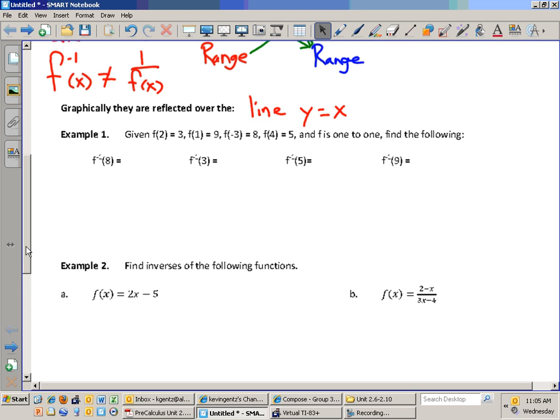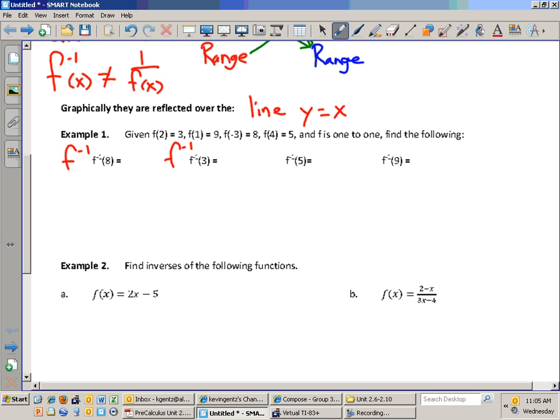Let's do a couple examples here so you can start to understand the heart of the matter. These are all f negative 1. Does that read right on your paper, f negative 1, not positive 1? It should be f negative 1 for all those. I apologize if it didn't show up. It's probably hard to read.